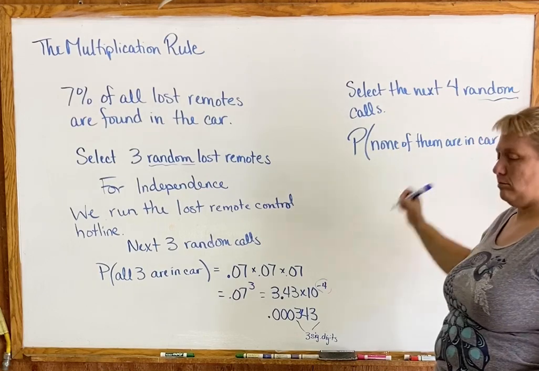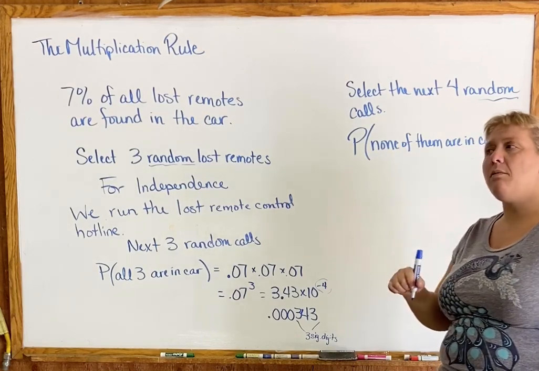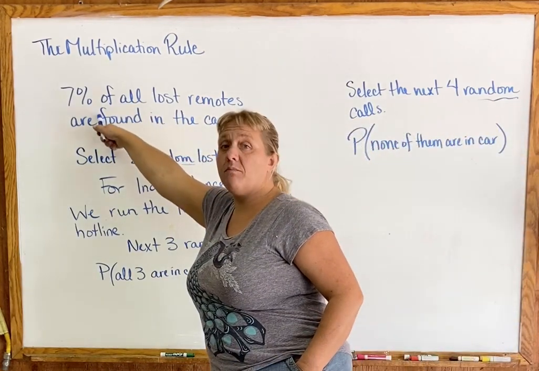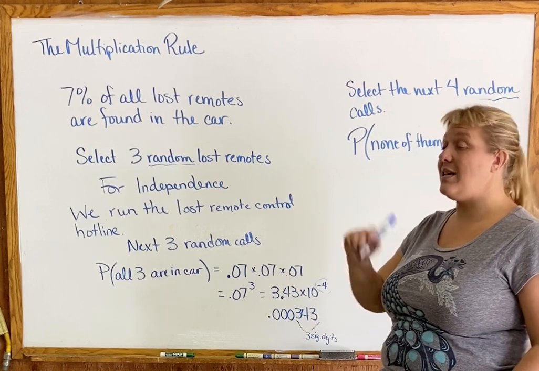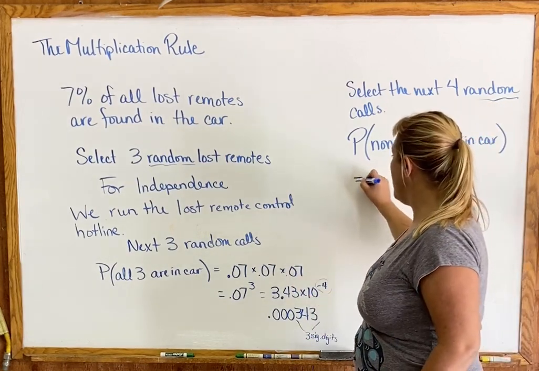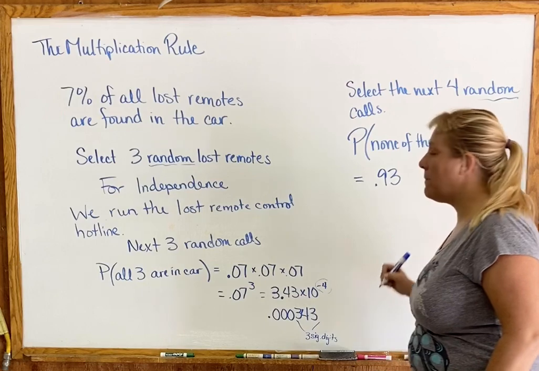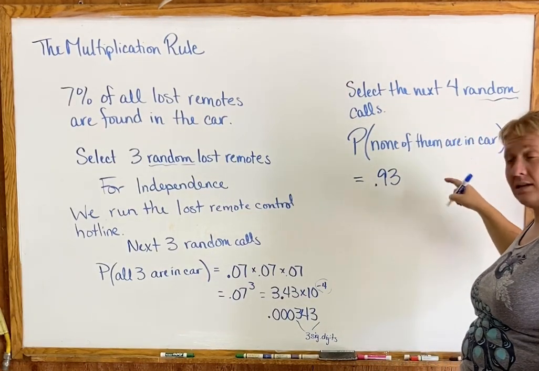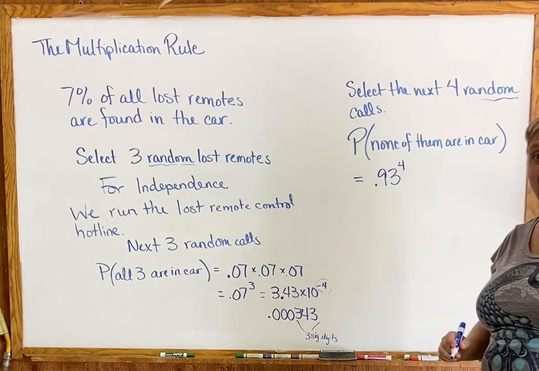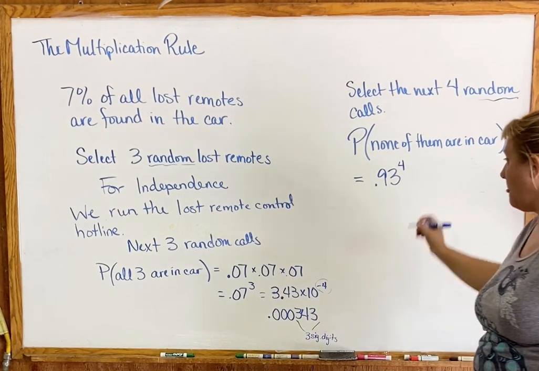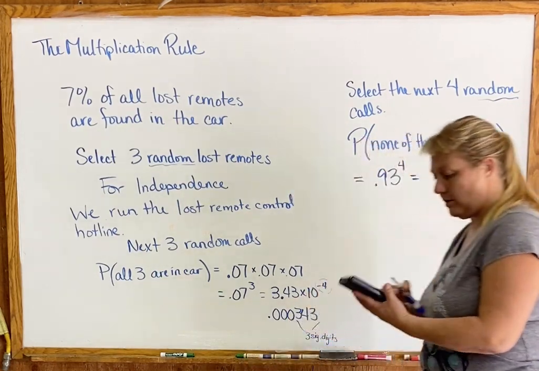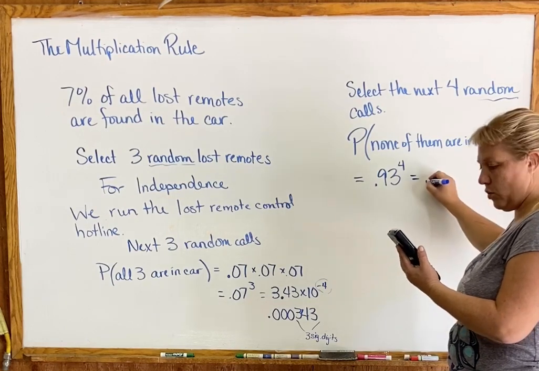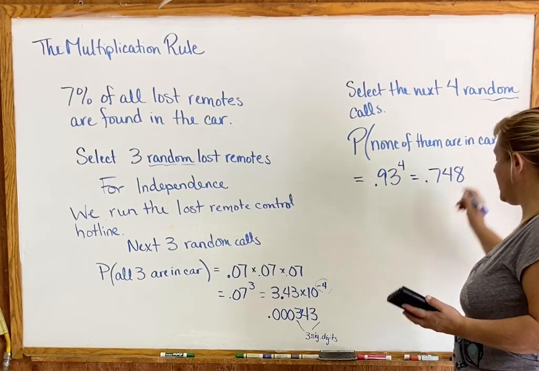Okay, now, one at a time. What's the probability that that first remote is not in the car? If there was a 7% chance it is, then there's a 93% chance it isn't, right? So we're going to go 0.93, and then aren't we going to have 0.93 again and again and again? So could we go 0.93 to the 4th power? Right. So 0.93 caret 4, I got 0.748.